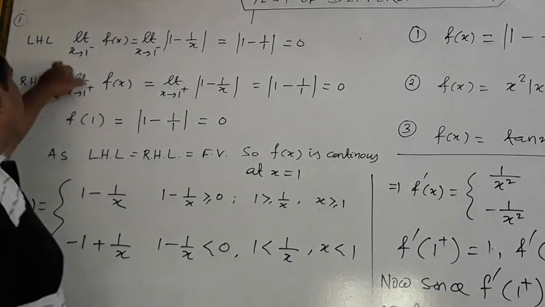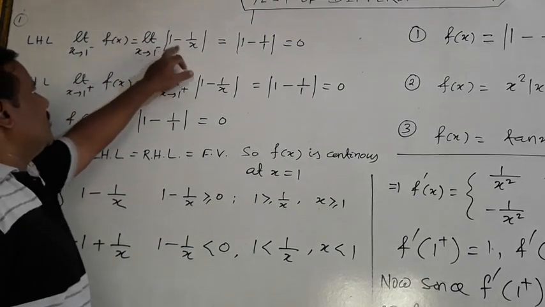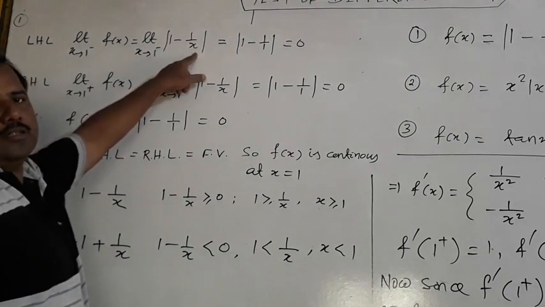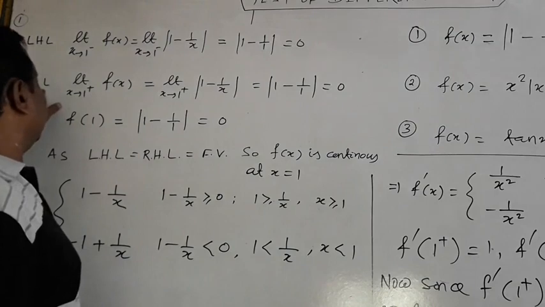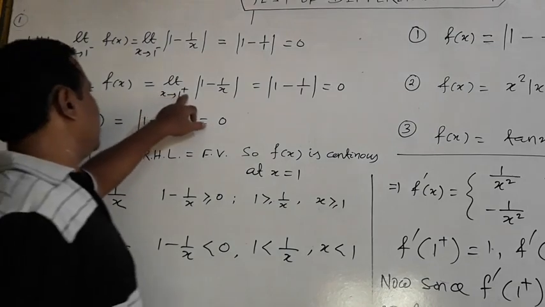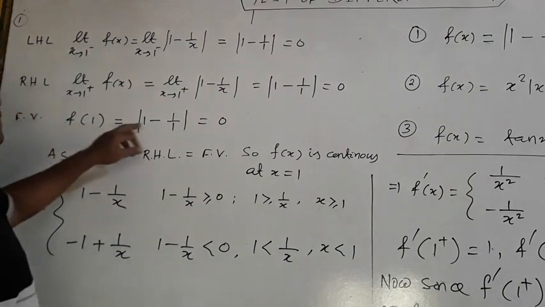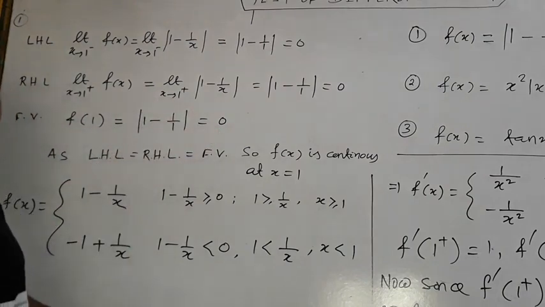Left hand limit means limit x tends to 1 minus of f(x), that is limit x tends to 1 minus of mod of 1 minus 1 by x. If you put x is equal to 1, no problem will be there, and the result is 0. Similarly, for the right hand limit, when you put x is equal to 1 in this place, it will give you 0. Functional value f(1), if you put directly x is equal to 1, it becomes 0. Now left hand limit, right hand limit, and functional value are all equal. So the function is continuous at x is equal to 1.